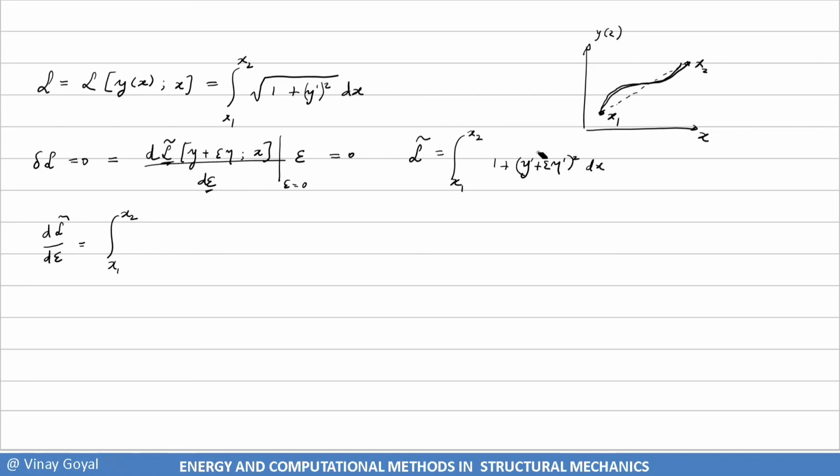Another way to write this is to the 1/2 power. So I have 1/2, times 1 plus (y prime plus epsilon eta prime) squared, to the minus 1/2, right? Times the chain rule. So now I have to take the derivative of this with respect to epsilon, and when I do that I get, am I doing this correctly? I have to take the derivative of what's inside, chain rule again. So twice 1 plus y prime.